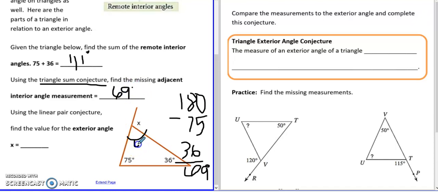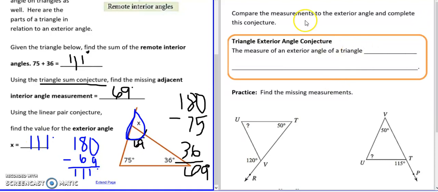Okay, so triangle sum conjecture, the missing measurement was 69 degrees. And that would go here on the interior of the triangle. And then it says, using the linear pair conjecture, find the value of the exterior angle. So remember, any two angles that are next to each other forming a straight line, those have to add up to 180. So we would take 180 again, and this time we're going to subtract off the adjacent interior angle, which is the 69. And that's going to help us find that exterior angle number. And when I subtract these, I get 111 degrees.